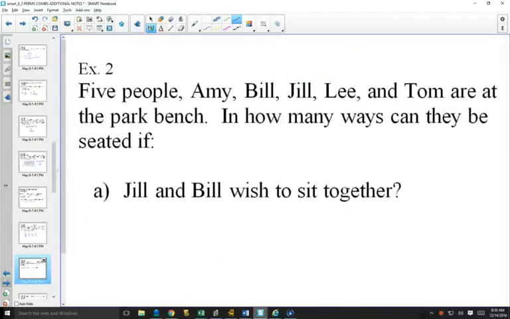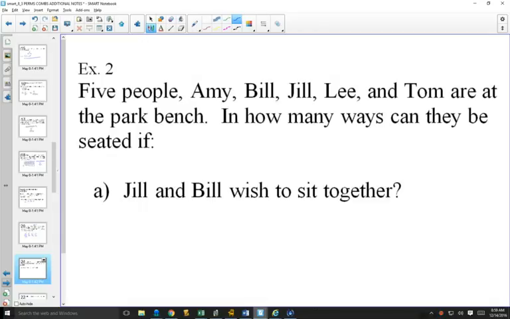So we got 5 friends. They come to a park bench and they want to sit down on that park bench, and Jill and Bill want to sit together. So this becomes a grouping question because we've got Jill and Bill grouped together. Now, there's sort of 2 ways that people look at this. Either they think of Jill and Bill as one person because they're always together, and then they think of this as only how many ways could I arrange 4 people on a park bench? That would just be 4 factorial.